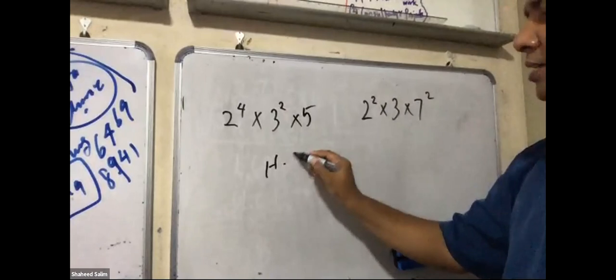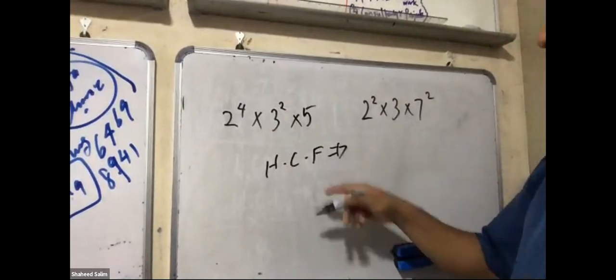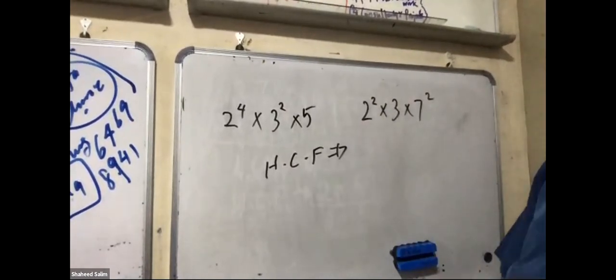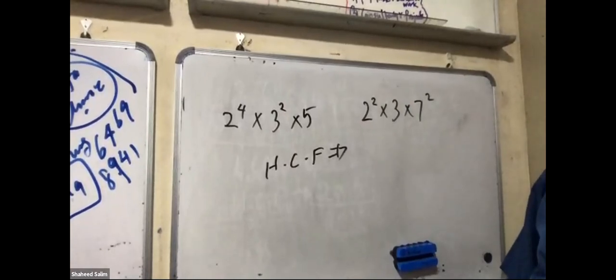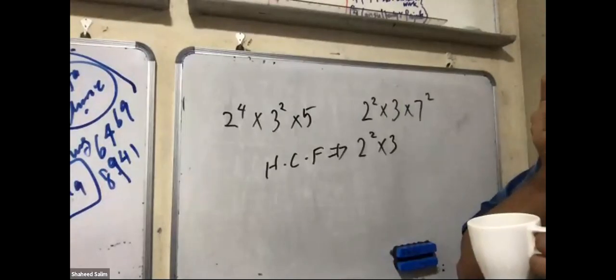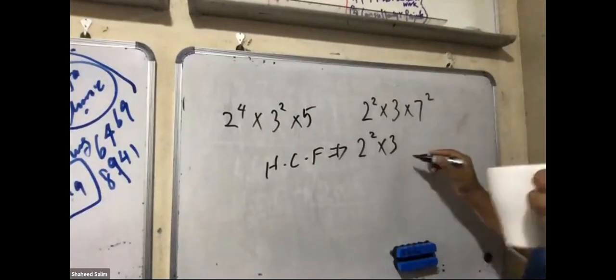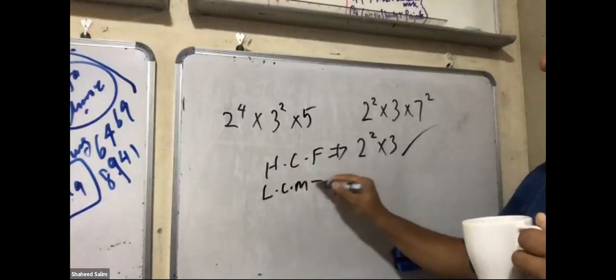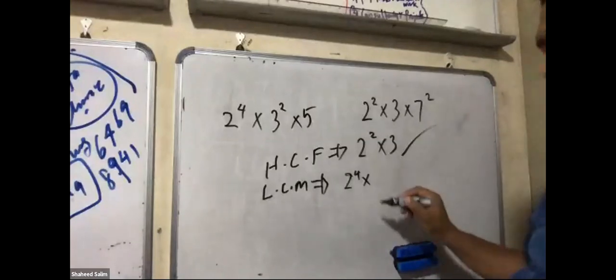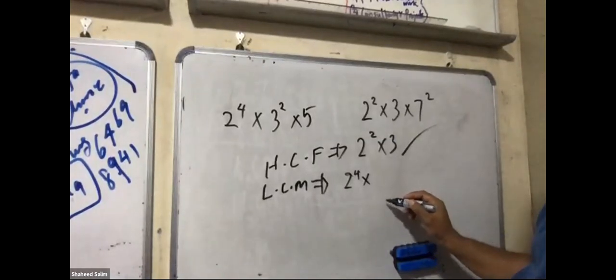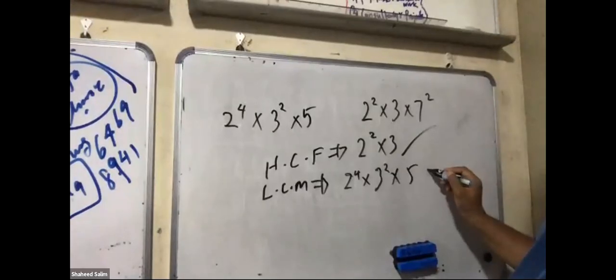I want you to find what is the HCF of the two numbers. What are they? 2 to the power of 2. Some more? 3. Any more? No more. Correct. What is the LCM? 2 to the power of 4 times 3 to the power of 2 times 5 times 7 to the power of 2.